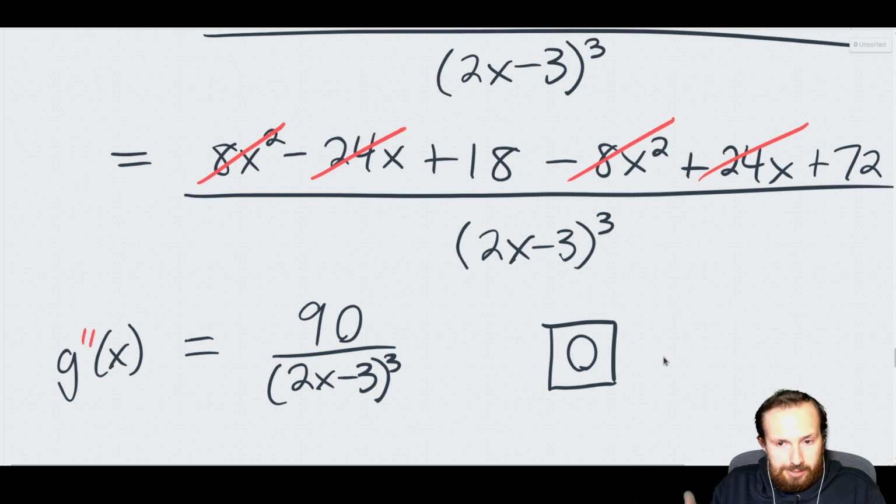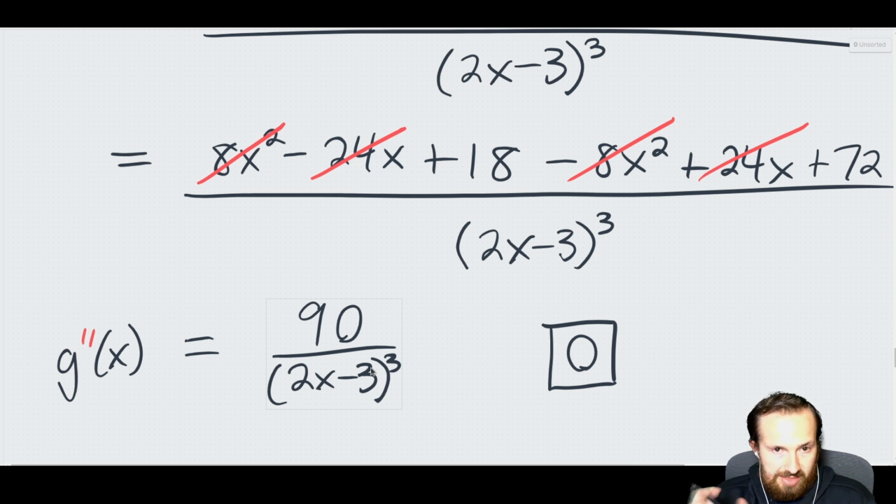Now, just to be clear, that doesn't mean that it can't change concavity across x equals 3 halves. In fact, looking at this, it does, because if we're less than 3 halves, this will be a negative number, because the denominator will be negative, and a negative cubed is negative. But if it's greater than 3 halves, it'll be a positive number. So it will change signs across x equals 3 halves, which is kind of a weird idea.